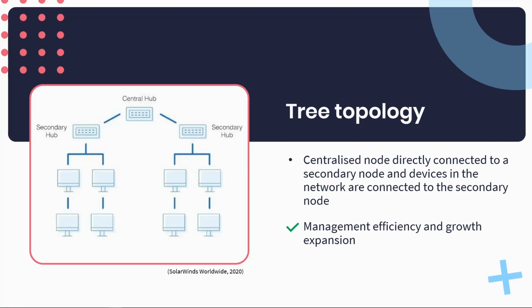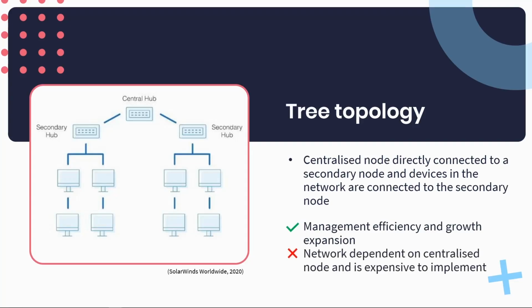The major drawback with this topology is that if the centralized node goes offline, the entire branch loses its connectivity. The entire network solely depends on the centralized node to function. The tree topology is not cheap to implement, considering the cost of cabling required to connect from the centralized node to the bottom of the hierarchy.